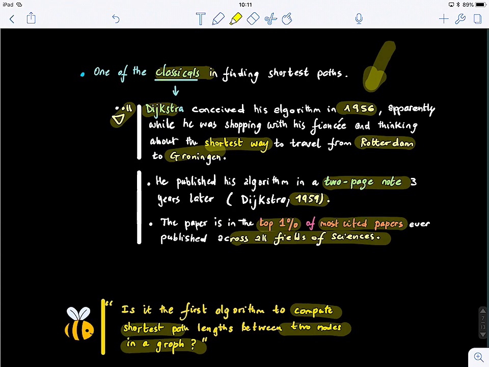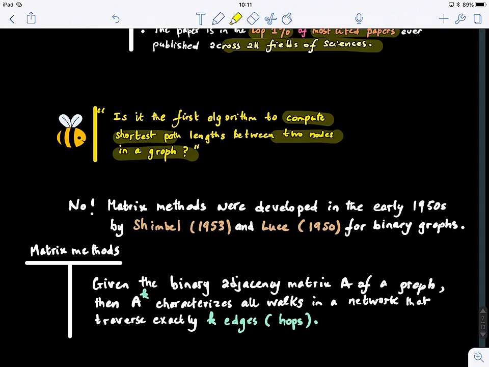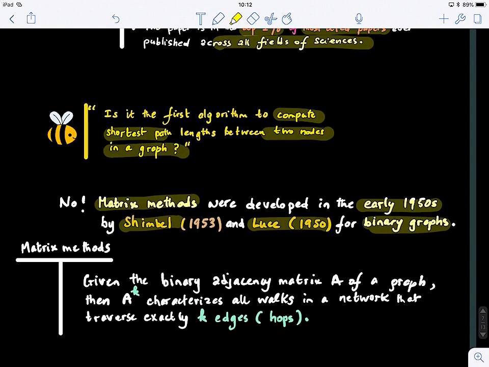There was an algorithm developed in the early 1950s, called the matrix method, or matrix methods. It was designed by Shimbel and Luce, for only binary graphs. The good thing about Dijkstra, as we'll see, is that it works on weighted graphs, directed and undirected graphs. It's very generic, very powerful. But let's look at this other algorithm, because we will revisit this concept in the next lecture. So what is this about?